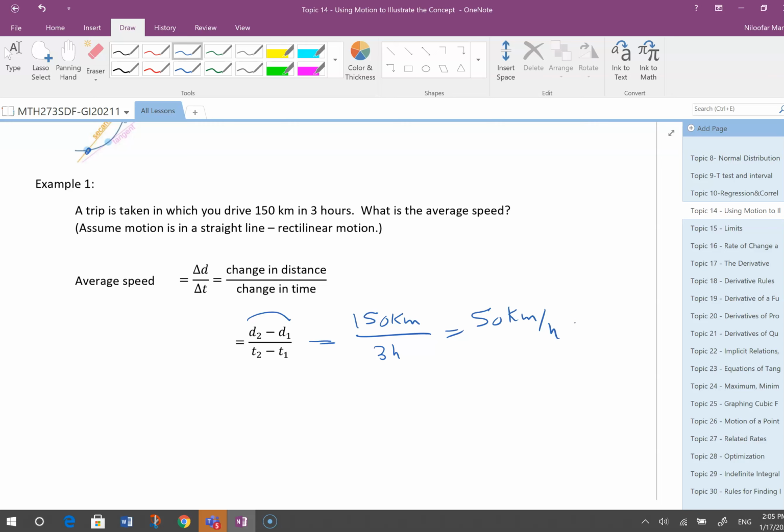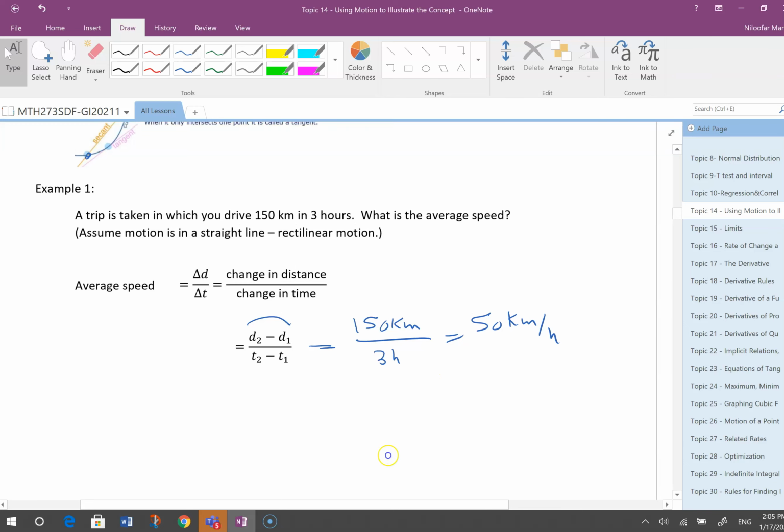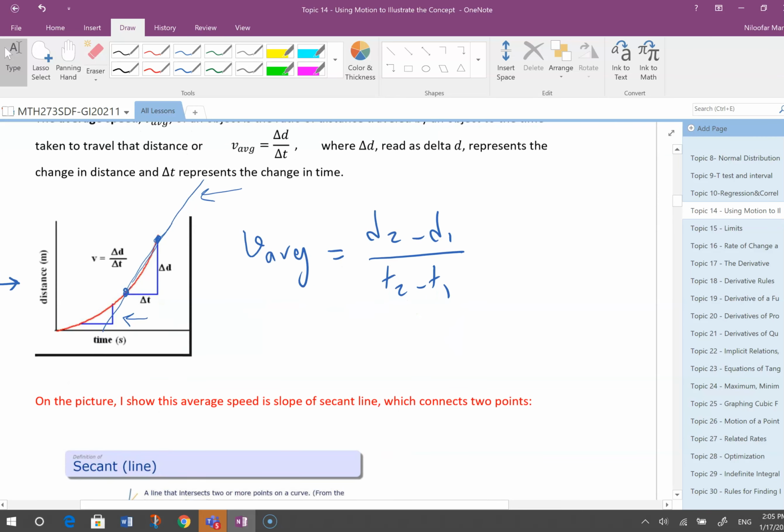Okay, so now I can do several examples like this. And I can emphasize here again, if I have the curve of distance based on time, distance on the y-axis and time on the x-axis, the average speed is like the slope of the secant line which connects 2 points.